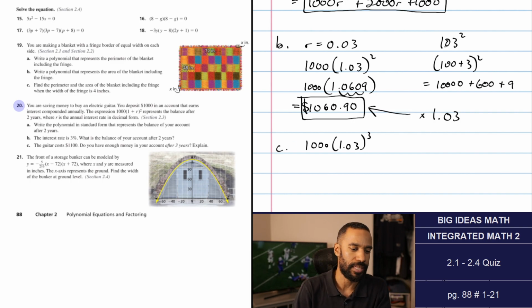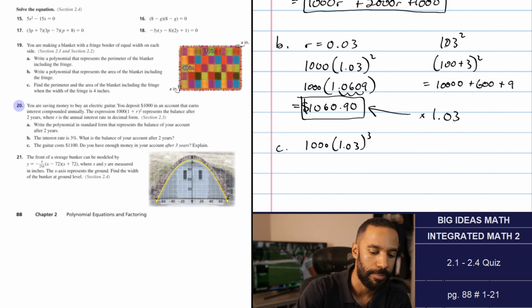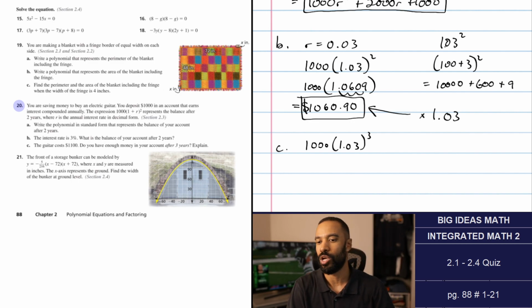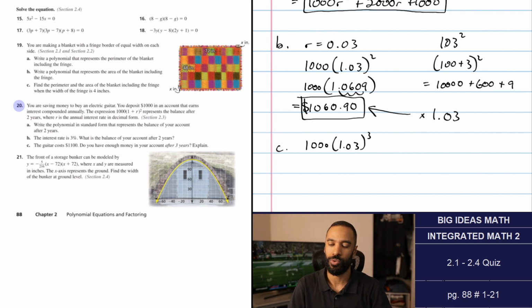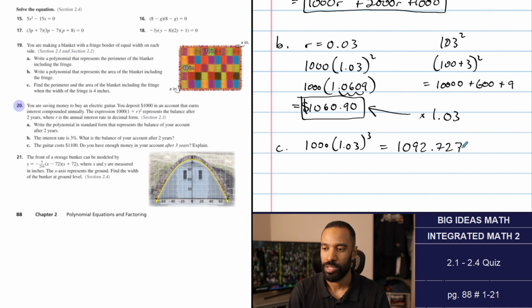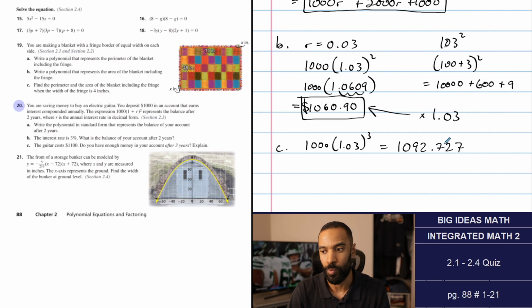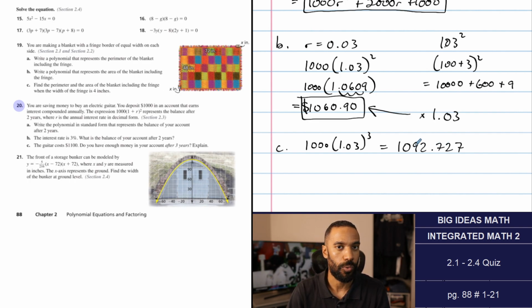Now 1.03 cubed, there's a way to do cubed format. I'm not going to get into that one in IM2, so I'm going to go ahead this time and actually use the calculator. 1,000 times 1.03 raised to the third power, and I'm getting 1092.727. Not approximate, it's exact. $1,092.72 or 73 cents, whether it's one or the other, still not quite $1,100.